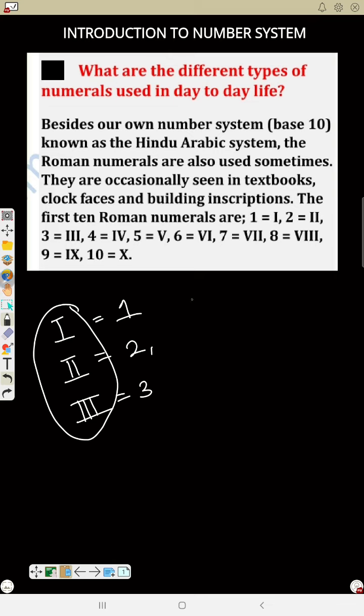So if I say number 10, this is a numeral. This symbol is representing 10. So all these numerals represent the number.